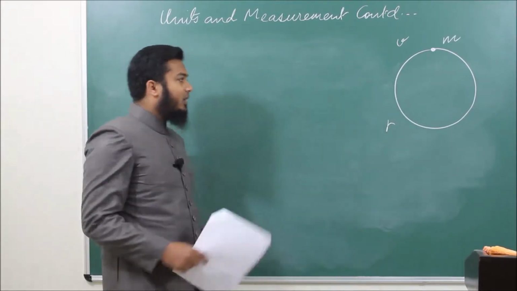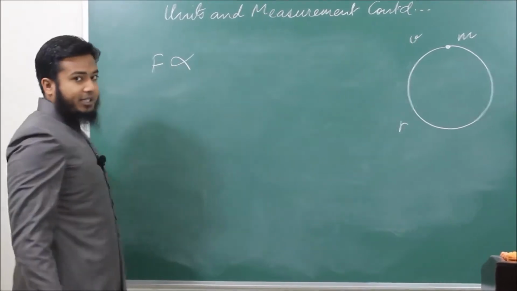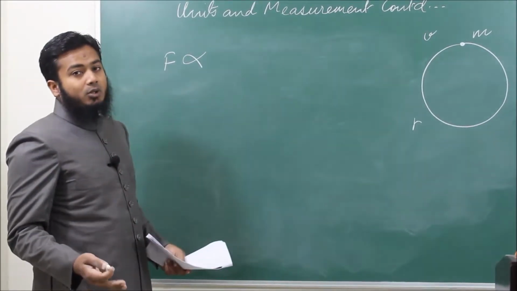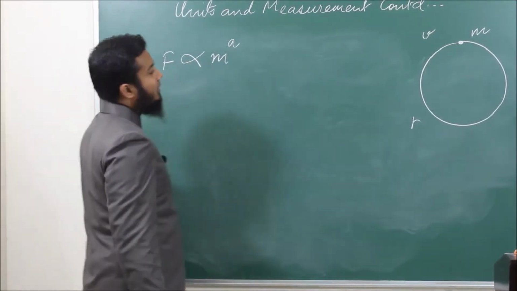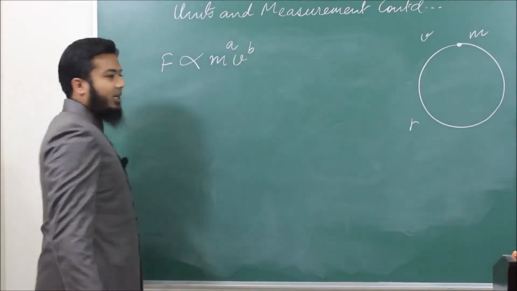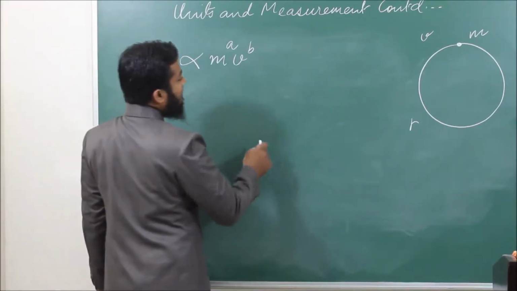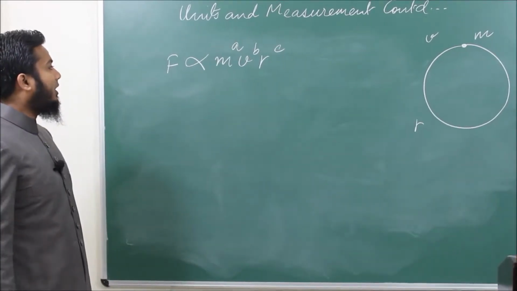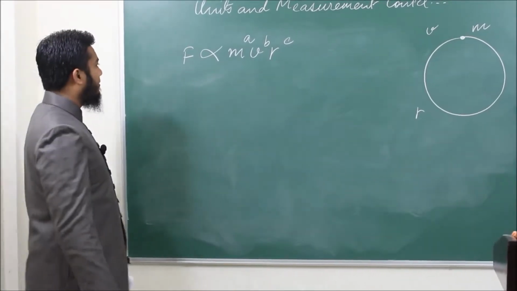Again we will guess. We will say that the force on this particle is directly proportional to the mass of the particle, but we don't know to which power of mass, so we will write just a. We don't know the value of a now. And v to the power b, let's say it depends also on the speed, but which power we don't know, so I put a number b there, and also on the radius, so let's say r raised to the power c. Now the dimensional consistency says left hand side and right hand side both should have the same dimensions.